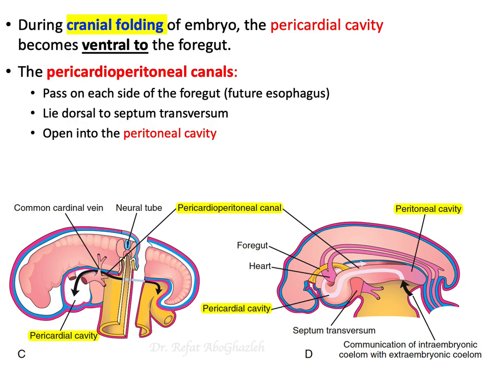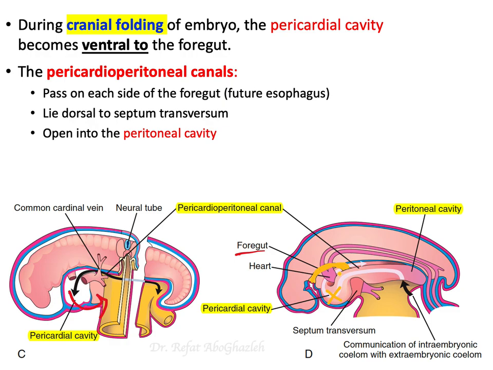because of the cranial folding of the embryo, the pericardial cavity will move like that and become ventral to the foregut. This is the foregut in the yellow color. This is the foregut, the primordium of the esophagus and the stomach, right? So the pericardial cavity now shifted to be anterior to it, because you know the heart is in front of the esophagus, right? This is just to make sure that you remember that.